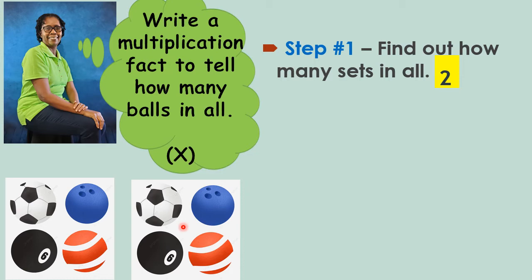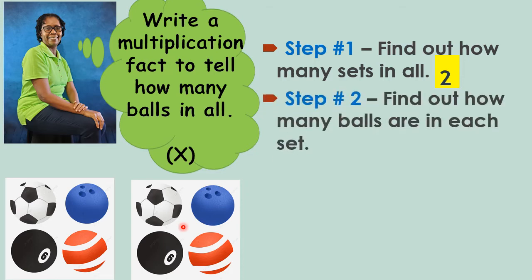All right, I hope you have written the number 2. Now we are going to look at step 2. We are going to find out how many balls are in each set. So let's count to see how many balls we have in set 1. 1, 2, 3, 4. So there are 4 balls in set 1.